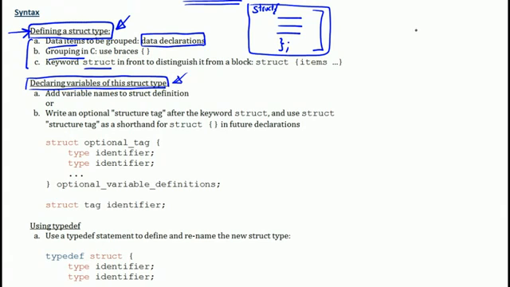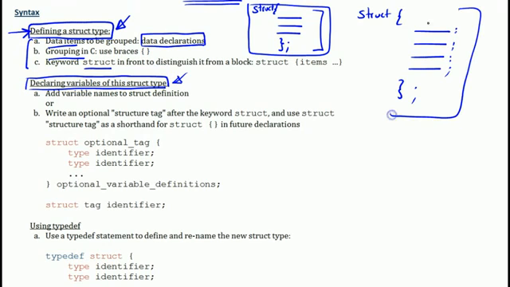So it's very simple. Remember, you've got your data declarations that you want to group together, and then in C we use braces to put them together, and then since it's a struct, you're just going to put the struct keyword before that. So this is the basic definition of a struct type. Then we will want to declare variables of this new struct type that we've just defined.